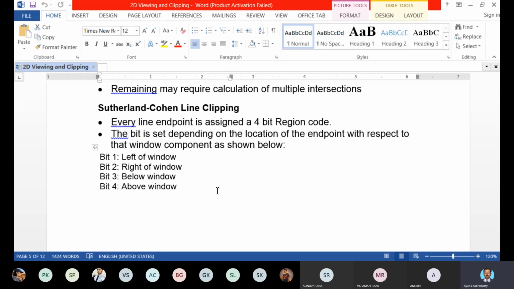Now, what will be the bit for each and every region? That is the rule. 1, 2, 3, 4. This is the bit position: first bit, second bit, third bit, and fourth bit.